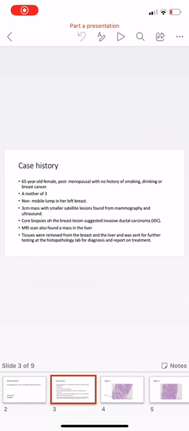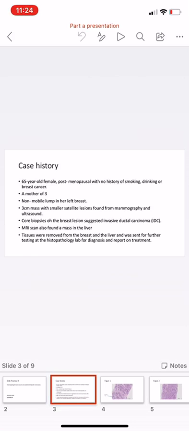Okay, so here we have a 65-year-old female, postmenopausal, with no history of smoking, drinking, or breast cancer. She's a mother of three, and she felt a non-mobile lump in her left breast. From mammography and ultrasound, we found a 3 centimeter mass with smaller satellite lesions. And from core biopsies, we found invasive ductal carcinoma.